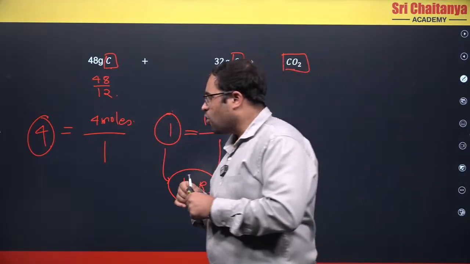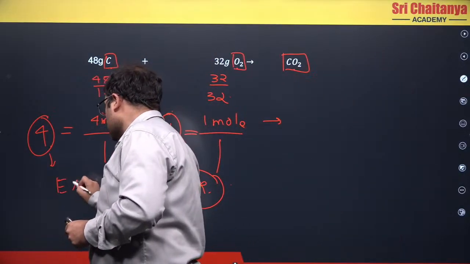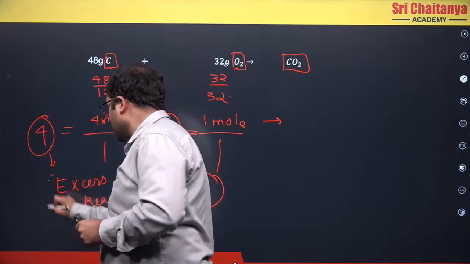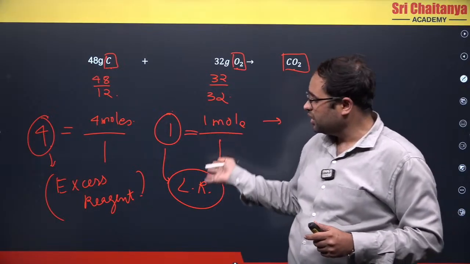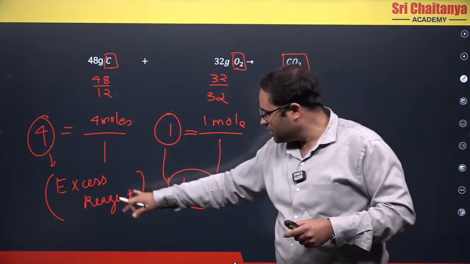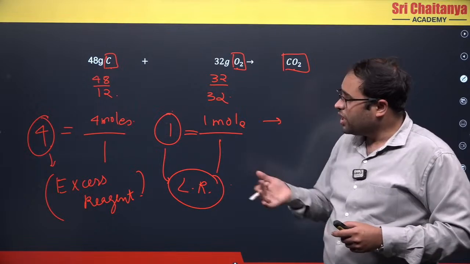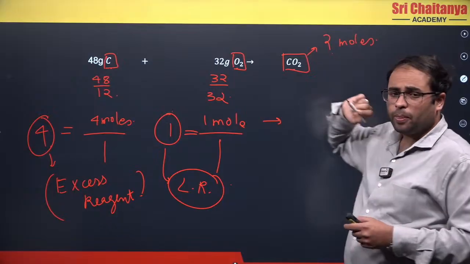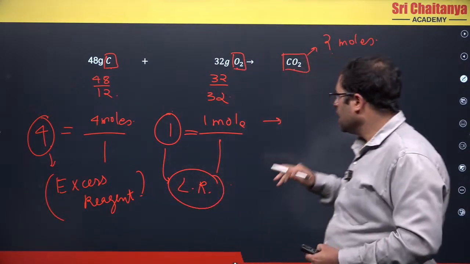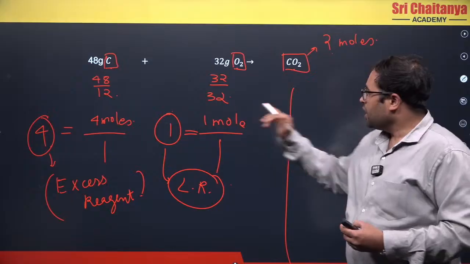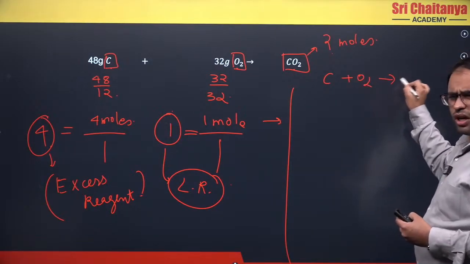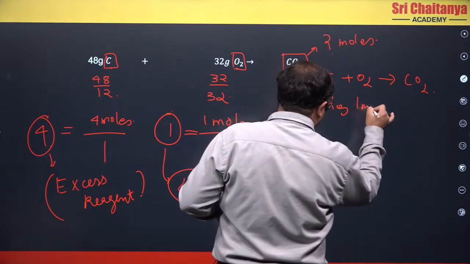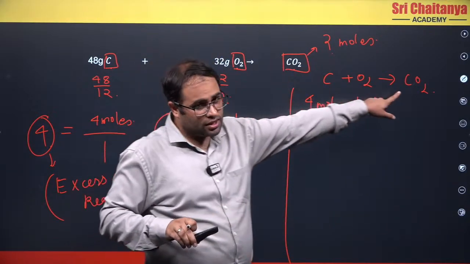This is called the excess reagent. Sometimes they will tell you that this reagent is in excess. If one reagent is in excess, the other one is not, meaning the other one is the limiting reagent. This is the excess reagent, this is the limiting reagent. Now, how does it help me to find how many moles of carbon dioxide is formed? Quite simply, let me just write it down again. So you have 4 moles earlier of this, and 1 mole of this decides this, right?